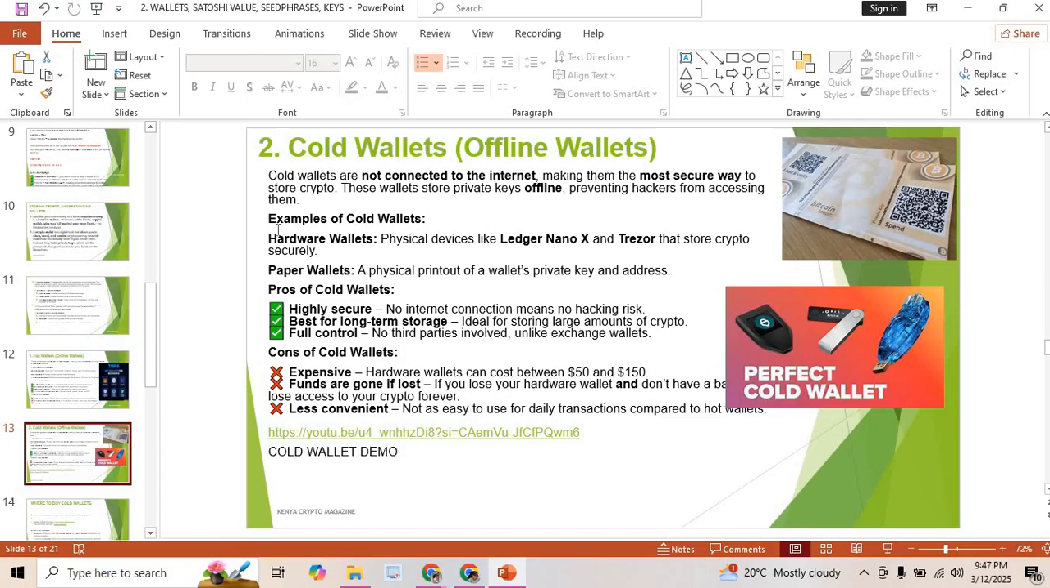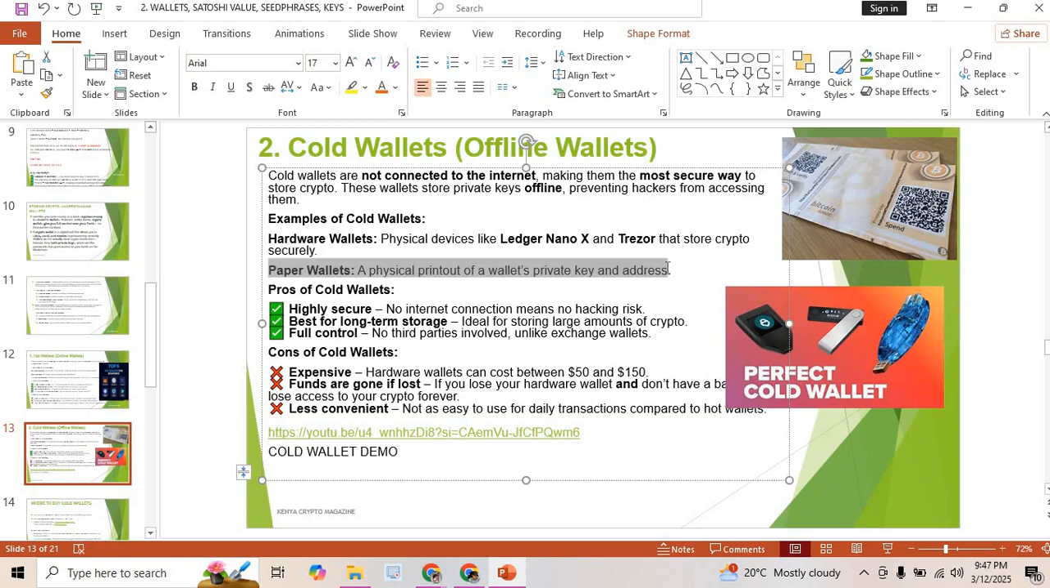Types of cold wallets: you have the hardware wallets and you have the paper wallets. Paper wallets have been outdone by hardware wallets, so we are not going to discuss them much. In short, they used to look like this picture. You used to have a QR code that acted as your private key. But the most updated way of cold wallets is hardware wallets. We have the Nano Ledger X, we have the Trezor, where you can store your crypto. This is an example of a Trezor, and this is an example of a Nano Ledger X.